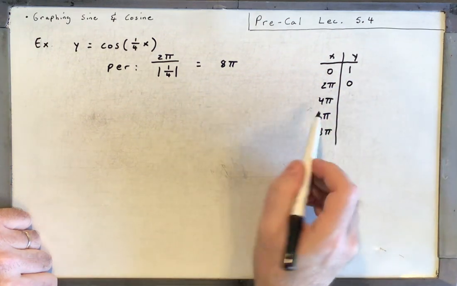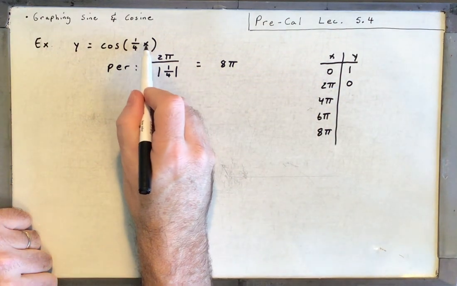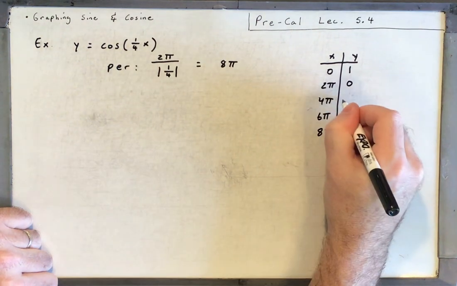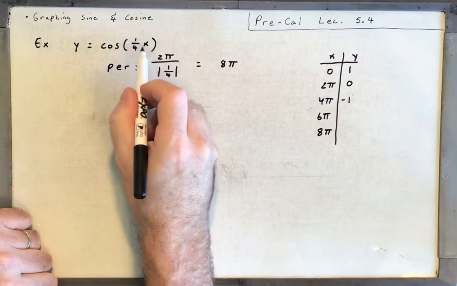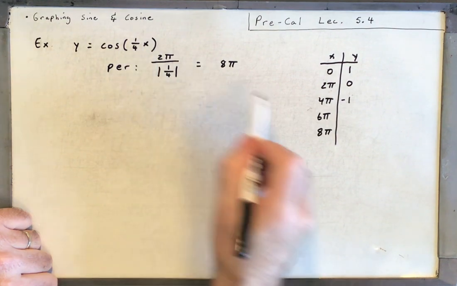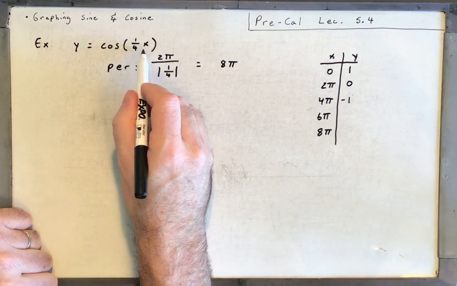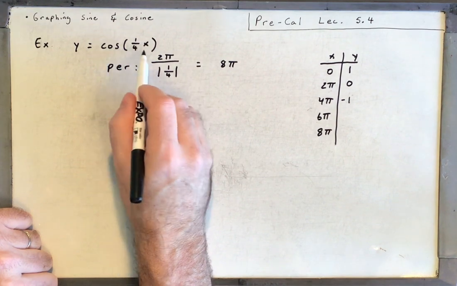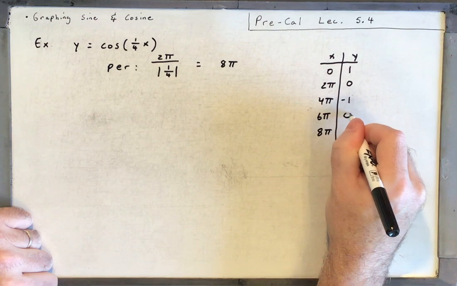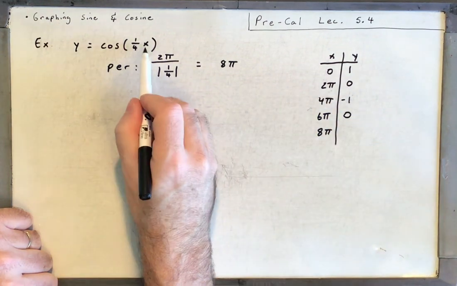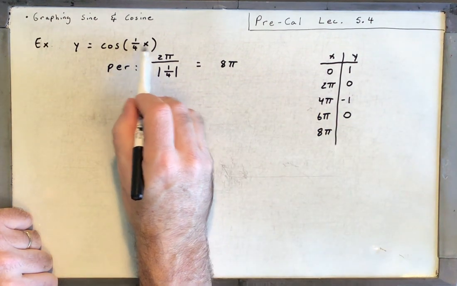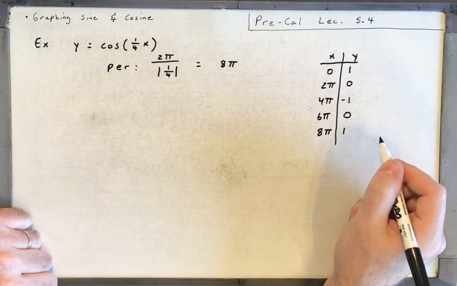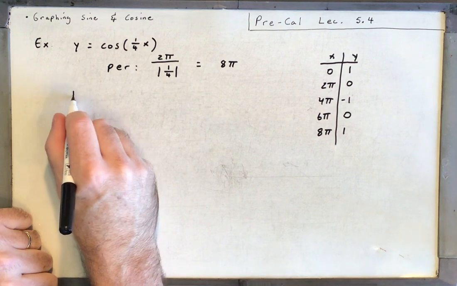So we have a 0 there. Plug in 4 pi. Well, 4 pi times 1/4 is pi. What's the cosine of pi? It's -1. 6 pi, plug that in for x. Okay, 6 pi over 4, that's the same as 3 pi over 2. If you look at the unit circle, then you see the cosine of 3 pi over 2 is 0. And then if you plug 8 pi in, 8 pi times 1/4 is 2 pi. Cosine of 2 pi is 1. All right, let's plot this.